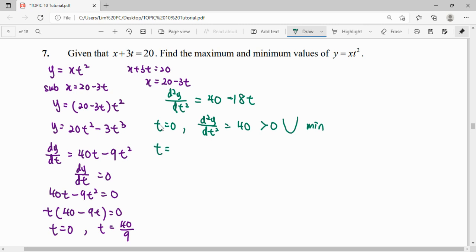So we go for the second critical value and we substitute it into our second derivative test. So it will give us negative 40. It is negative, so it will give us concavity downwards. So this is a maximum case.